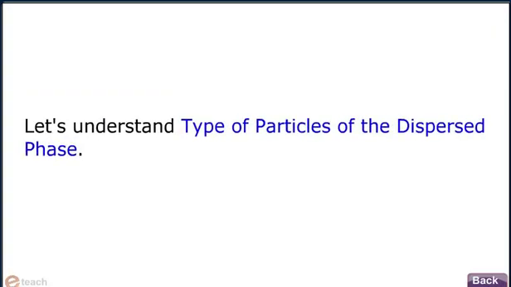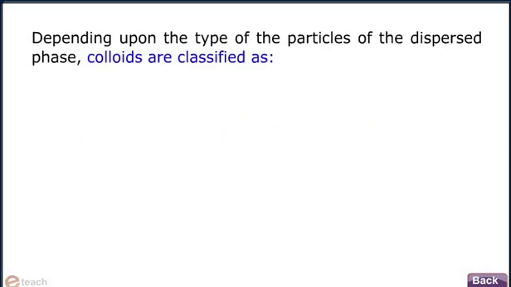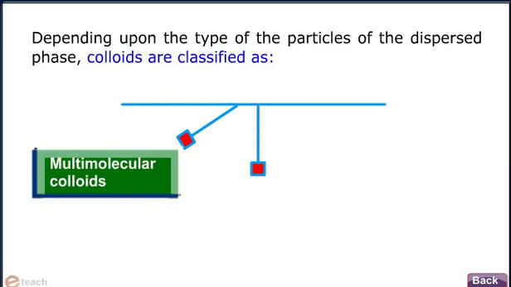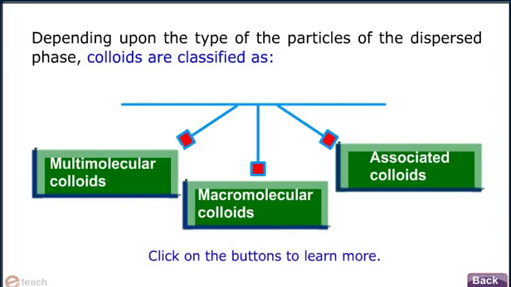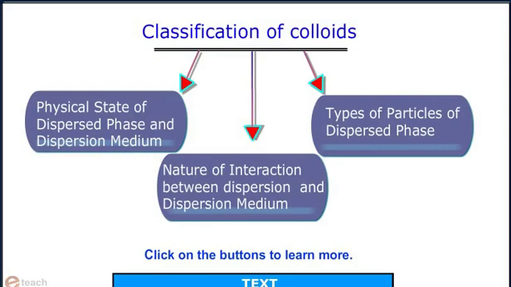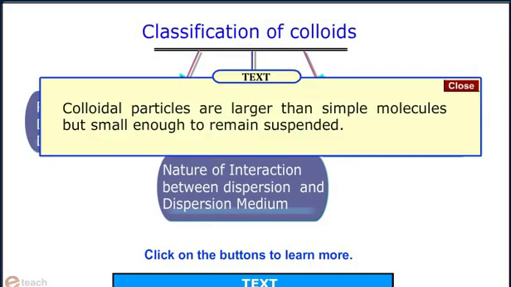Let us now understand types of particles of the dispersed phase. Depending upon the types of particles of the dispersed phase, colloids are classified as multimolecular colloids, macromolecular colloids, associated colloids. Click on the corresponding buttons to know more. Colloidal particles are larger than simple molecules but small enough to remain suspended.